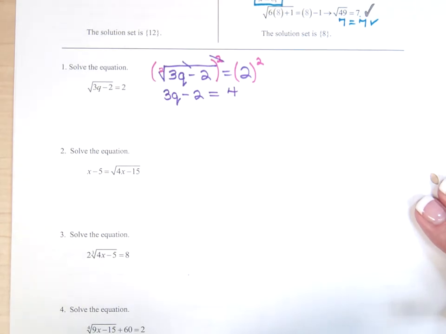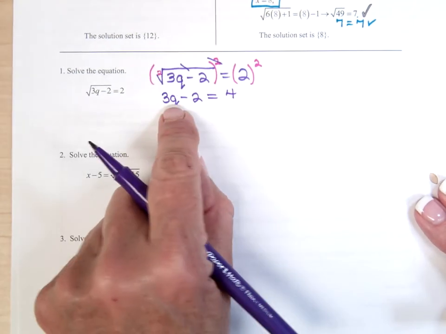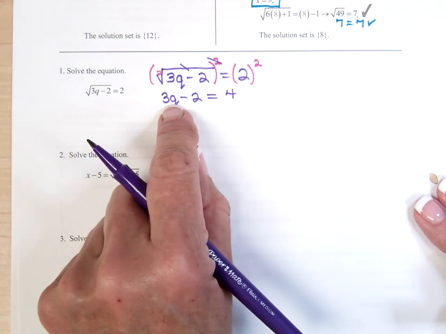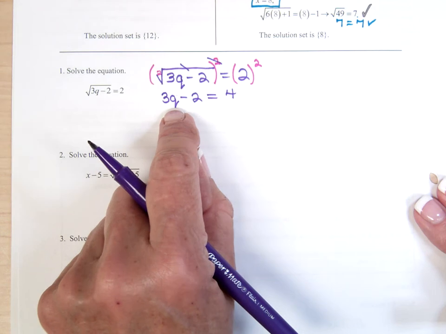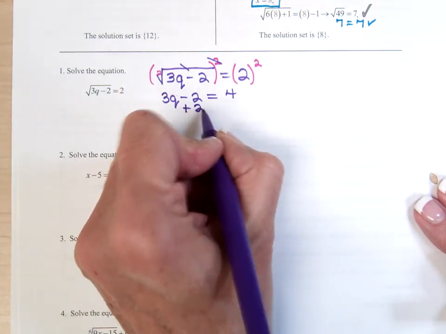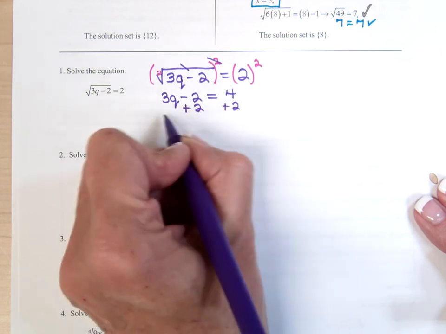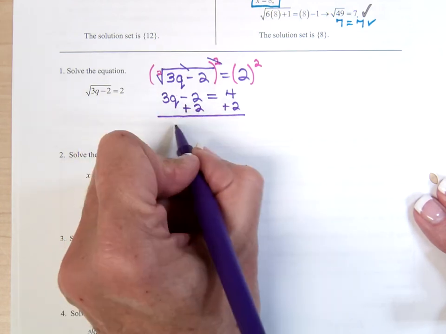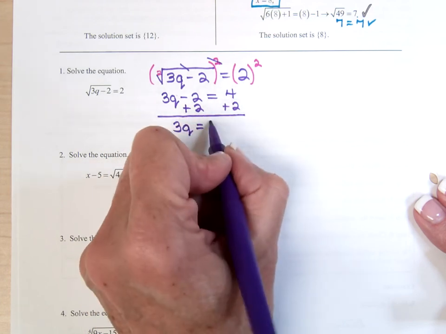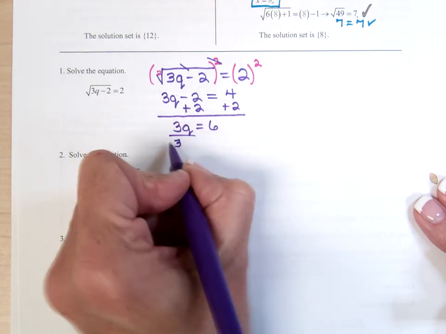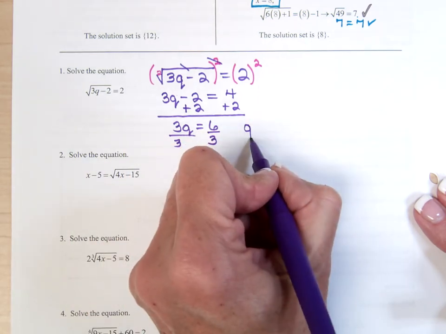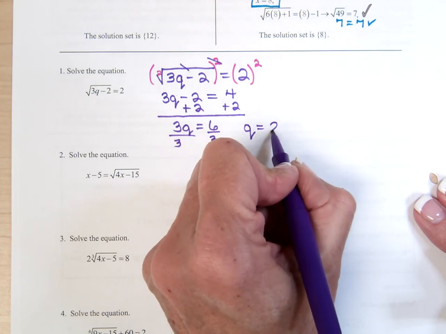And then I just solve like normal. I can see this equation does not need to be set equal to 0 because there's not a squared on the q. So this is just solve the equation. So anything without a q moves right, anything with a q stays on the left. So 3q equals 4 plus 2 is 6. Divide both sides by 3. And we get our potential solution as q equals 2.